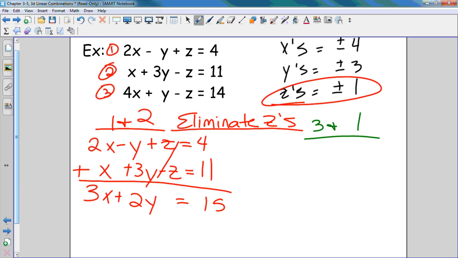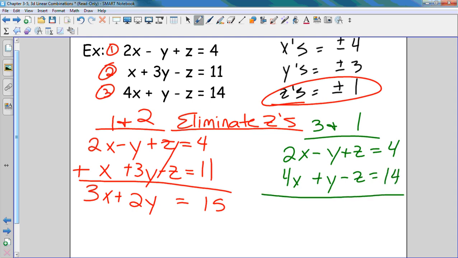So I have 2x minus y plus z equals 4. Then I have 4x plus y minus z equals 14. Add them together. We have to eliminate another z, because right now we have one equation with two variables. We need another equation with two variables, the same variables. And then once we have that, we can go another step.